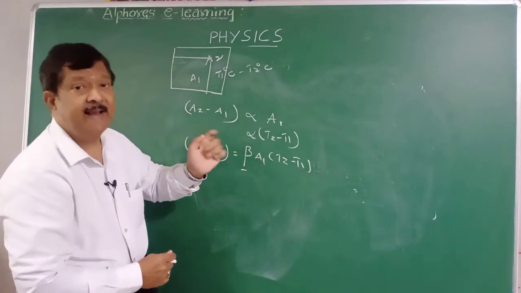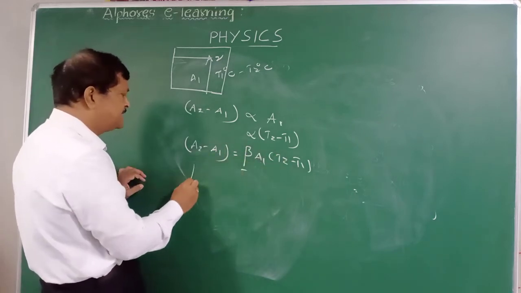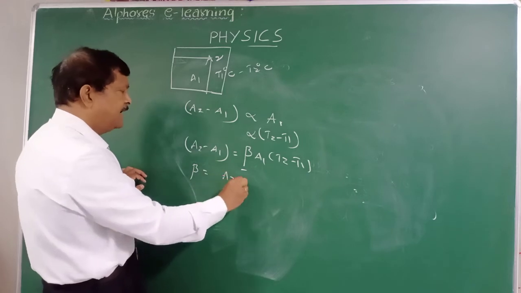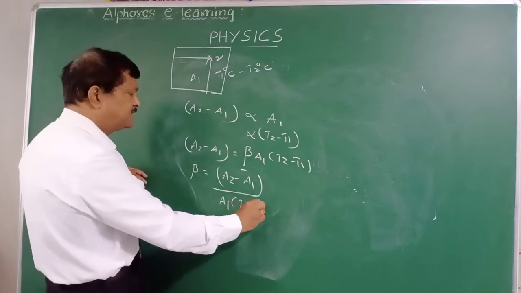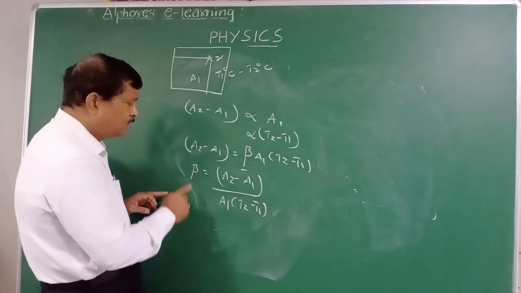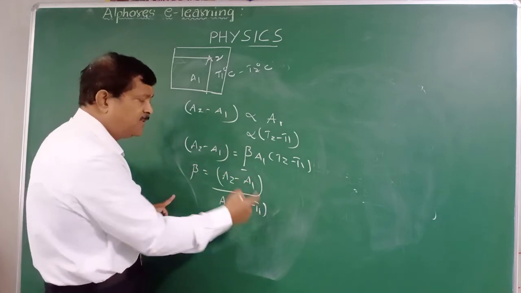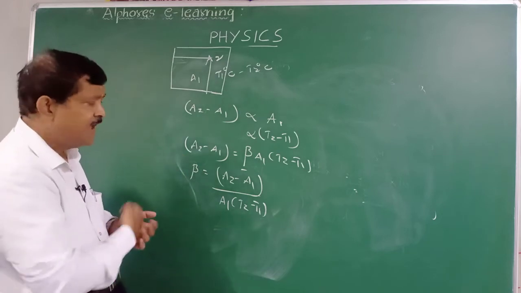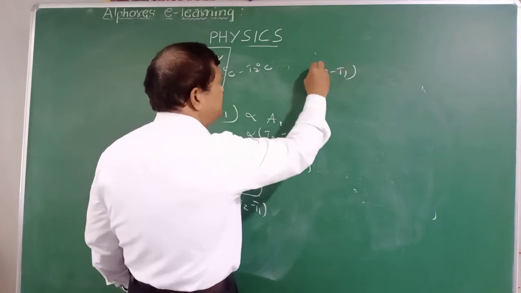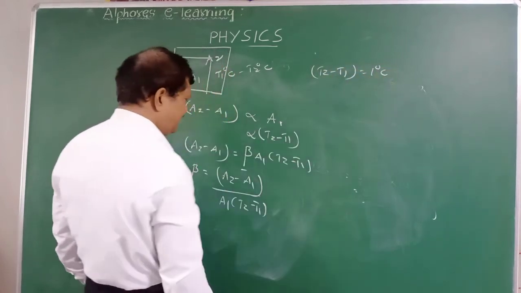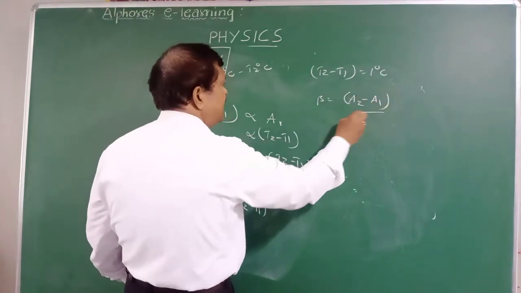Here this beta is called the coefficient of areal expansion. Very clearly from this equation, we can write beta as A2 minus A1 divided by the initial area A1 of T2 minus T1, the change in temperature. Now how to define it here? As in the previous case, if I take the change in temperature T2 minus T1 to be equal to 1 degree centigrade, then what will be the value of beta? It is A2 minus A1 divided by A1.